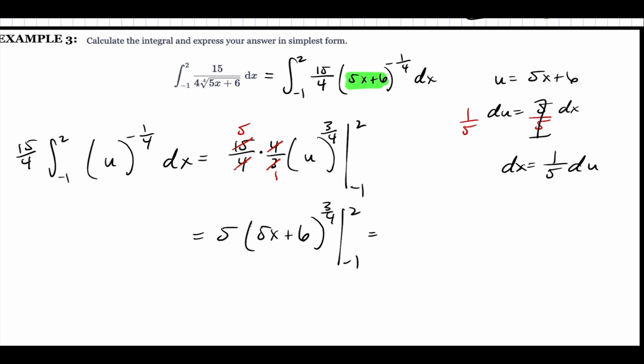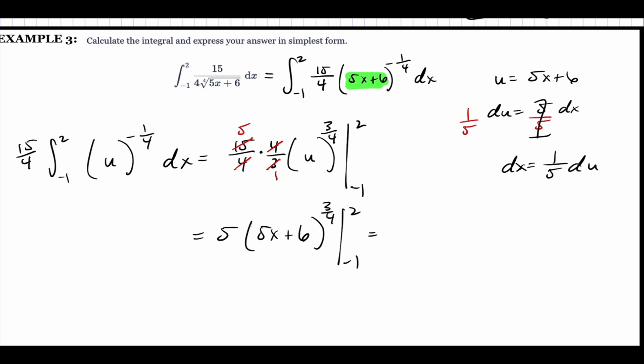Okay, so I did the antiderivative part. I haven't done the evaluation part, but I did the antiderivative. So I rewrote it as 15 over 4 and then 5x plus 6 to the negative 1/4 power, since it's a fourth root and it's on the denominator, it's a negative power. And then the 15 over 4, I just moved to the front because that's a coefficient.